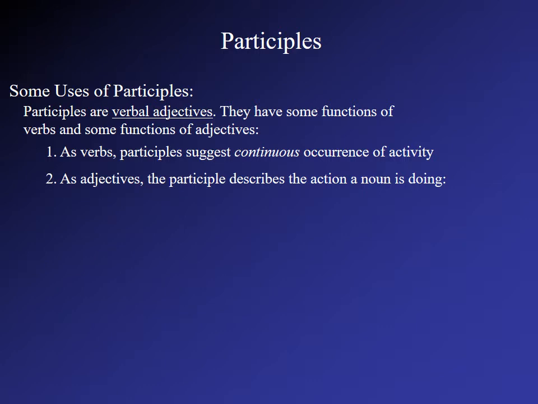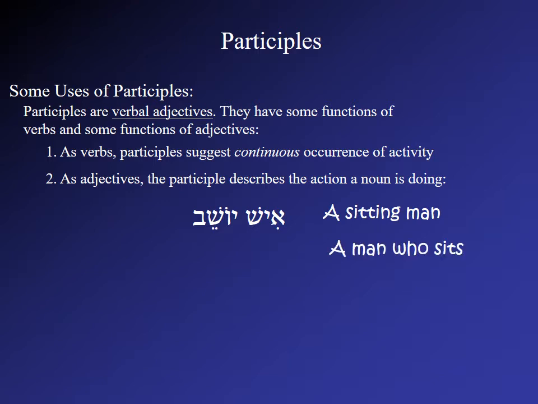Secondly, as adjectives, the participle describes the action that a noun is doing. So, for instance, ish yoshev, a sitting man, or a man who sits. Ish yoshev. So it functions here as an adjective, a man who sits, a sitting man, or a man who is sitting.